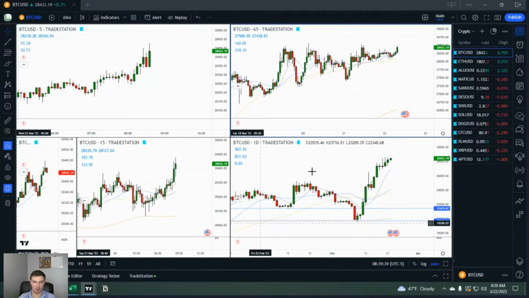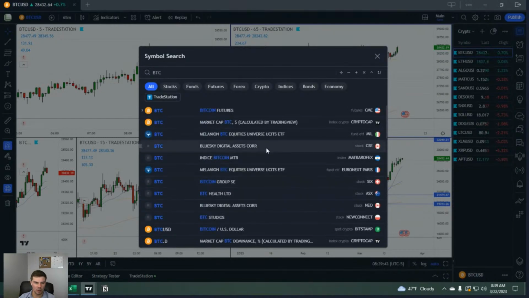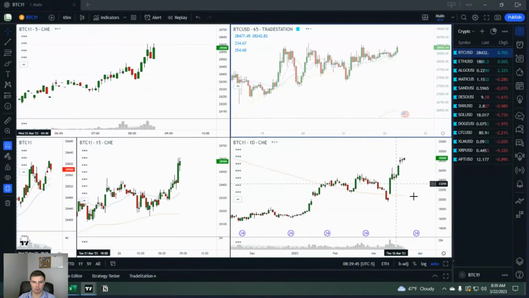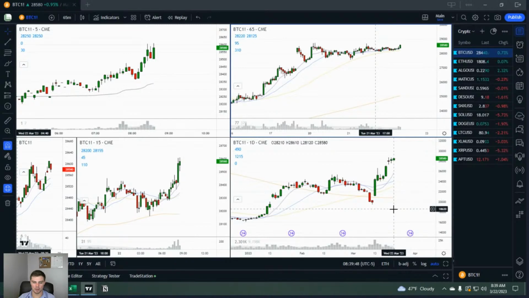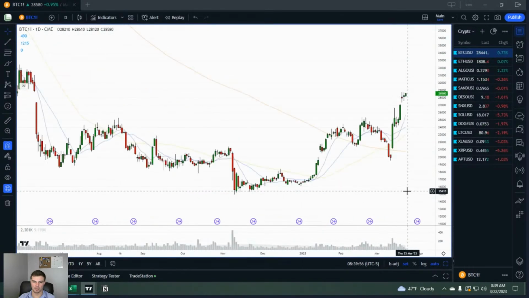I guess this chart doesn't have volume. Which one of these Bitcoin charts has volume? You guys know? That's what I want to see. Yeah, this is it. Here we go. See this big move up, and there's like no volume. That's a bit of a concern to me.